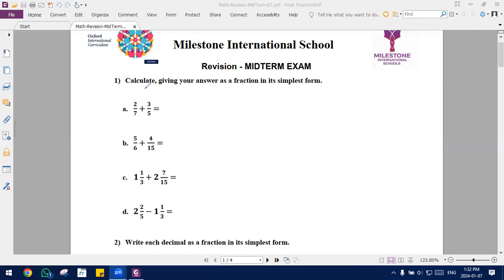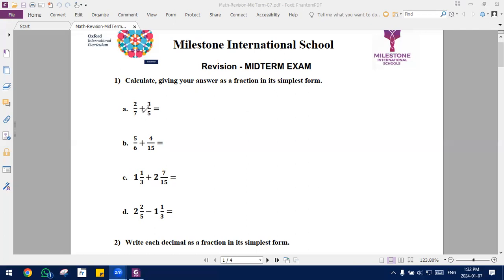First of all, question number 1, we need to calculate and give our answer as a fraction in its simplest form. Simplest form means we need to keep dividing the values till we reach a point that we cannot divide anymore. So it will be simplified.